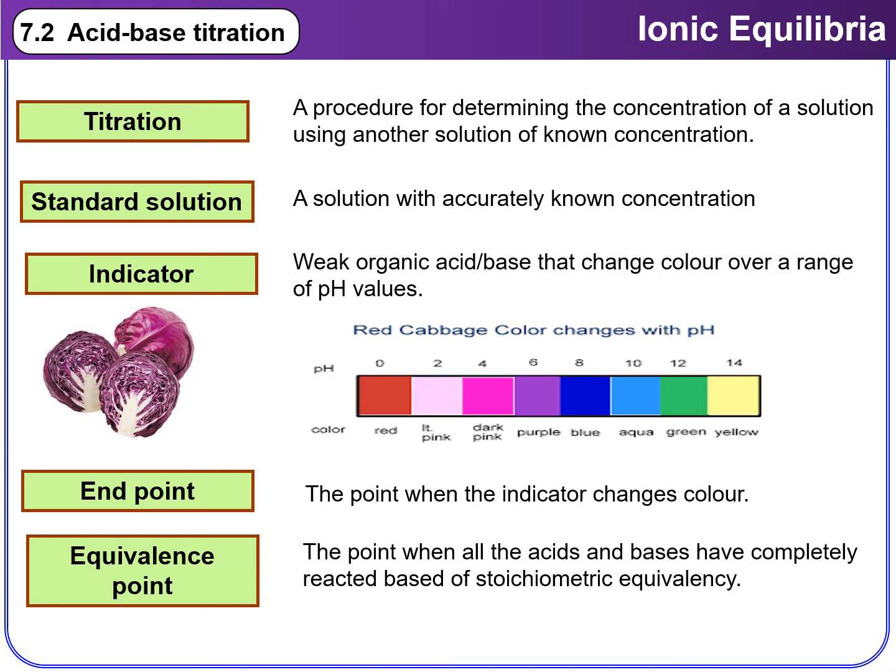Standard solution is a solution with accurately known concentration. Indicator is a weak organic acid or base that changes color over a range of pH values. Meanwhile, endpoint is the point when the indicator changes color, and equivalent point is the point when all the acids and bases have completely reacted based on stoichiometric equivalency.